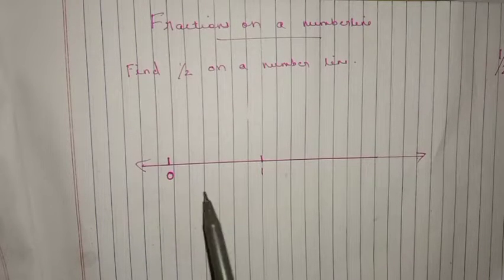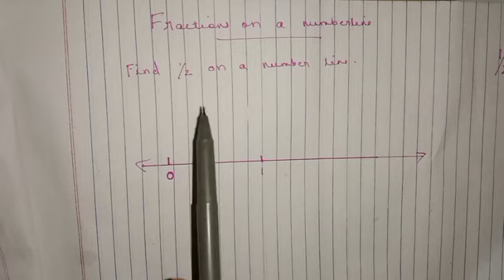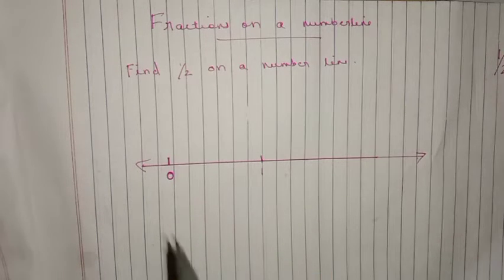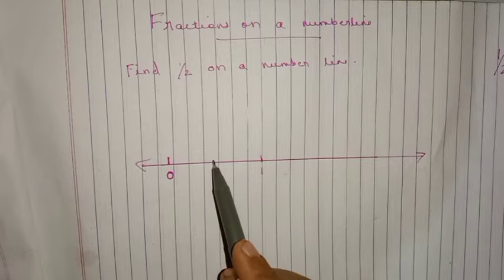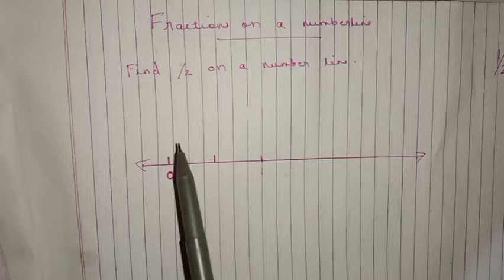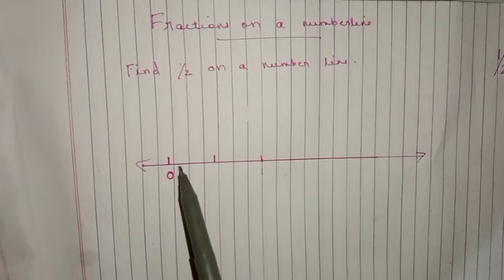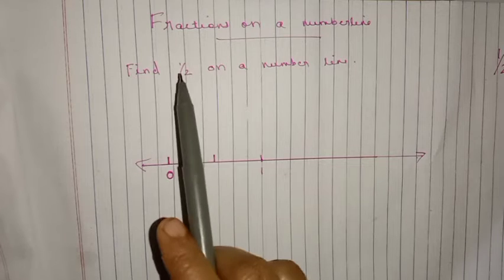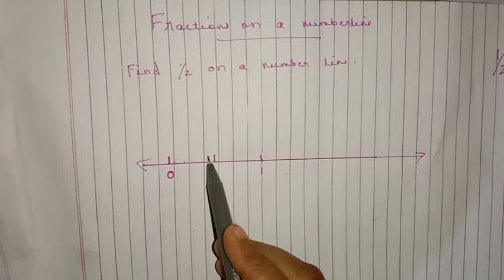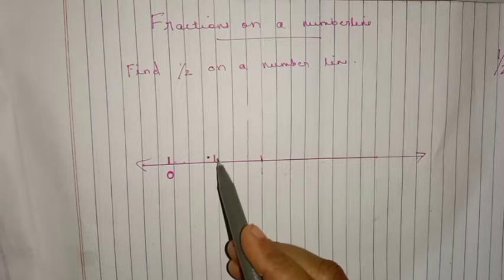That is 0 to 1. Here how many portions are there? 2 portions. So you can divide this 0 to 1 into 2 equal parts. So here 2 portions, and 1/2 you can mark as here. So here to here is half kilometer. So we can mark as half here.